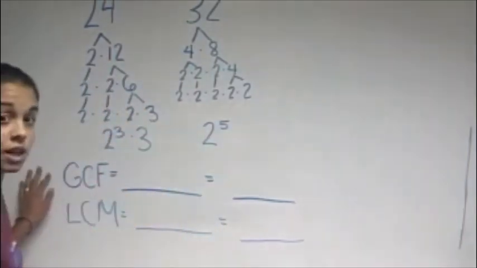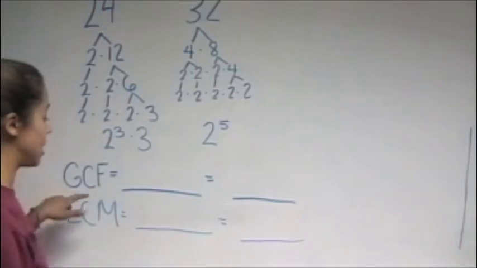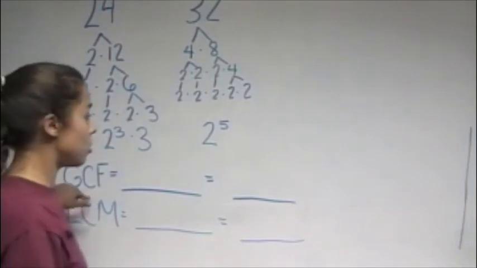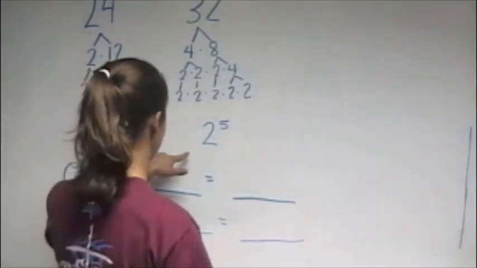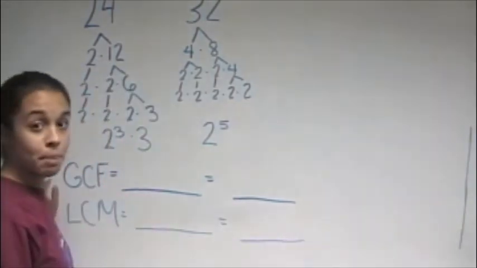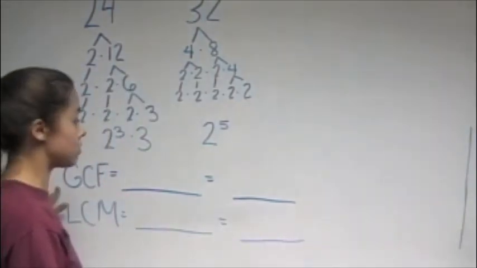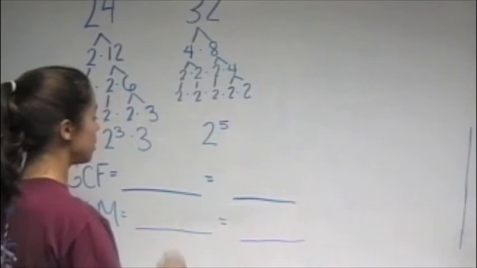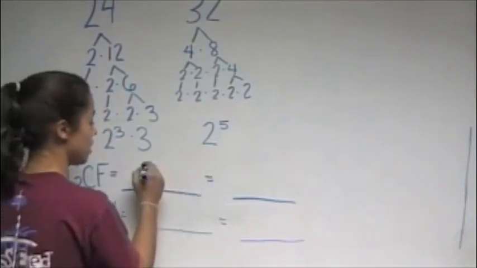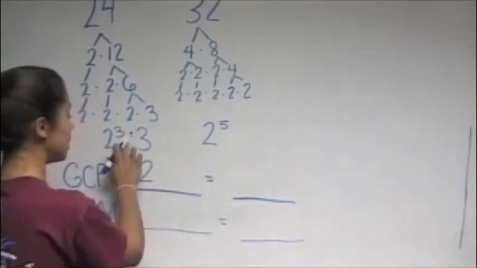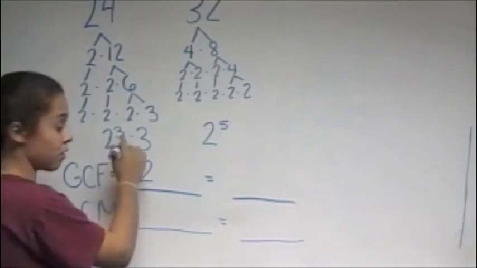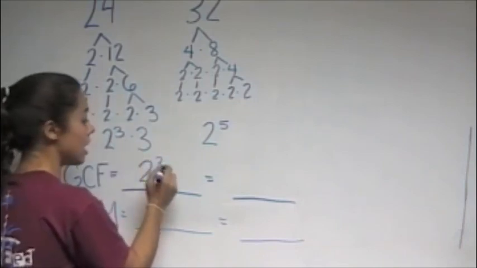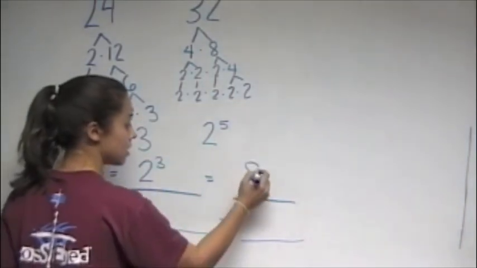Alright, moving on to greatest common factor. The key word here we need to remember is common. We take the factors they have in common. And remember, it's a paradox, so it says greatest, but we take the least amount. So we have 2's in common right here, so we put a 2, and the least amount is the third power. So we put 2 to the third, and that equals 8.